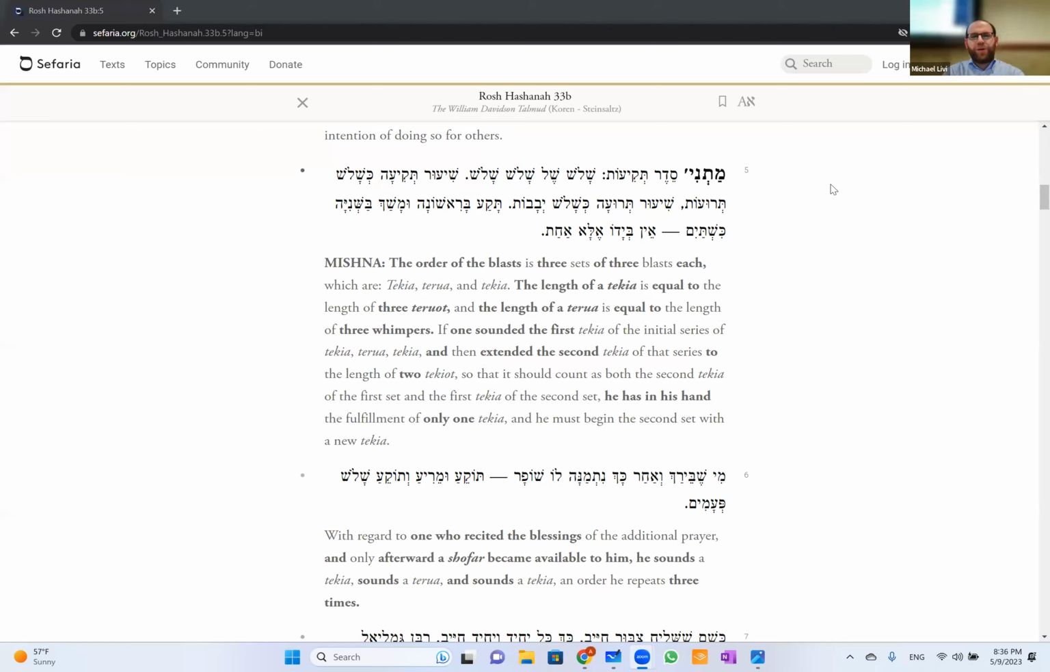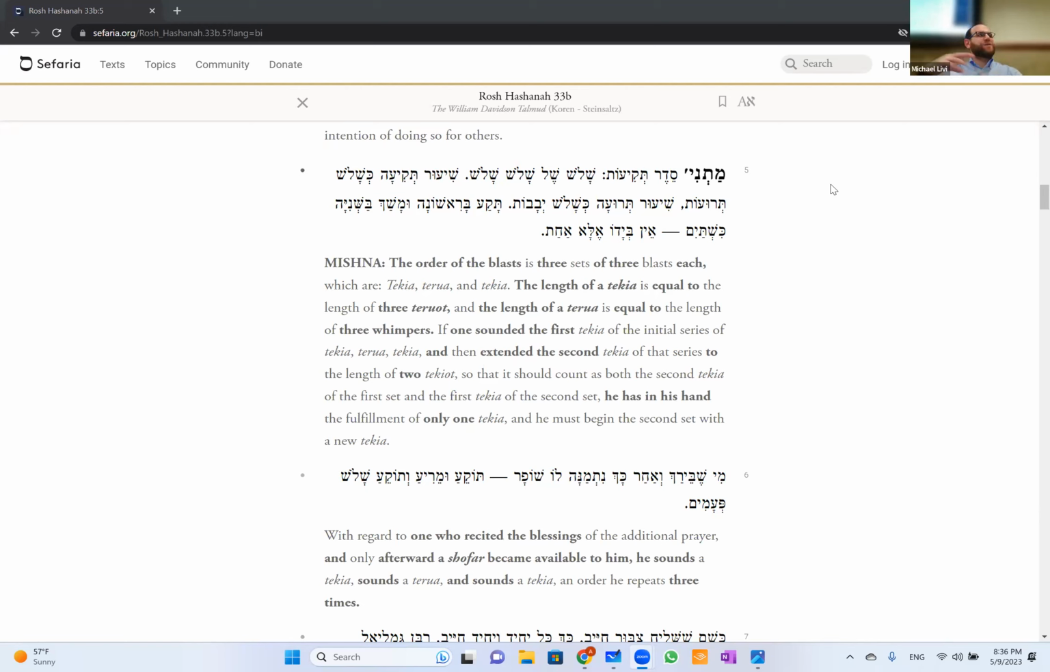Okay, so let's begin. We are picking up in the Artscroll on 33b. If you're looking on the screen, I'm going to share my screen. It's a Mishnah. Here we go. Mishnah here on 33b. Seder Tekiot. The following is the order of the blasts of the shofar. Okay, we're now starting fresh.